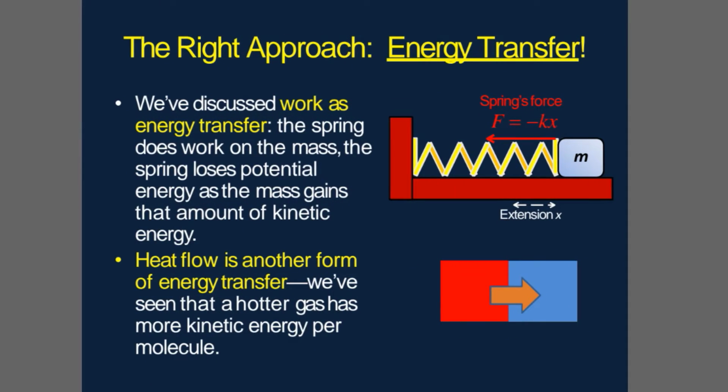The right approach: energy transfer. We have discussed work as energy transfer. The spring does work on the mass. The spring loses potential energy as the mass gains that amount of kinetic energy. Heat flow is another form of energy transfer, as we know. We have seen that a hotter gas has more kinetic energy per molecule.